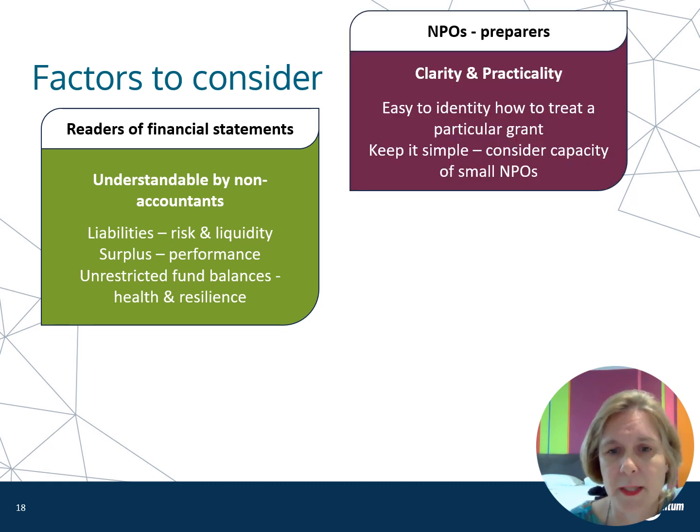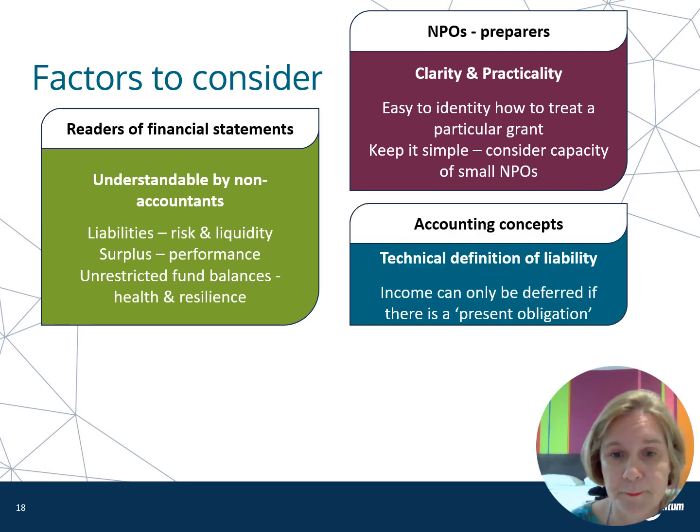So that's one factor. Another factor is thinking about it from the angle of the preparers. What we've heard really is that they're most keen to have clarity and practicality. They don't want ambiguity and having to spend hours interpreting each grant and arguing with the auditors about how to treat it. There's also this aspect of simplicity, keeping it simple, considering the capacity of all MPOs, but especially smaller MPOs, that if it's too complicated, it just becomes impossible to implement.